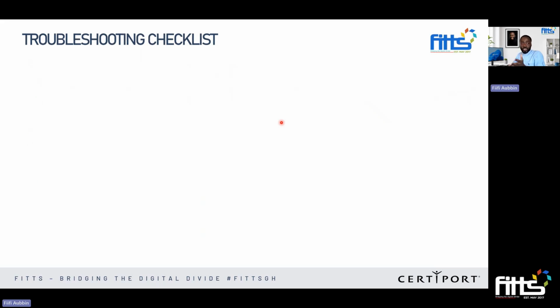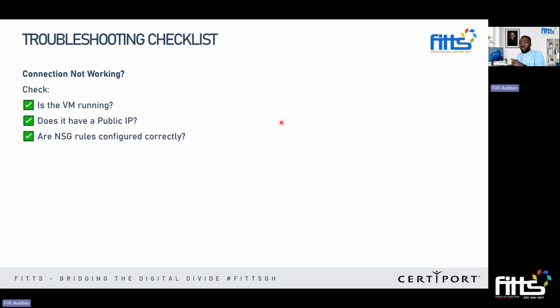And how do we even troubleshoot? If something is wrong and you're not able to reach your virtual machine, the connection is not working, what do you check? Is the VM running? If it's not running, you need to start it. Does it have a public IP? If it doesn't, then as an Azure admin, you need to make sure that you've got one. And are the NSG rules configured correctly? These are questions you need to ask yourself to find a solution to the problem. And is the VM in the correct subnet? So these are questions you need to think about.